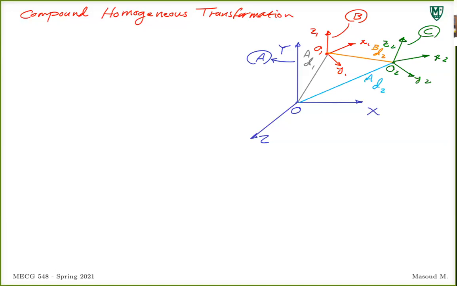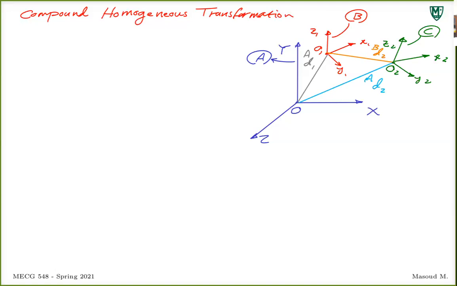Now, what we want to do is find out how we can transform coordinates from C to A, for instance. Before we only had two frames. We were going from C to B or from B to A. Now we say, I want to go from C to A directly. How can I transform coordinates? That's basically what compound transformation is: multiple transformations instead of just one.